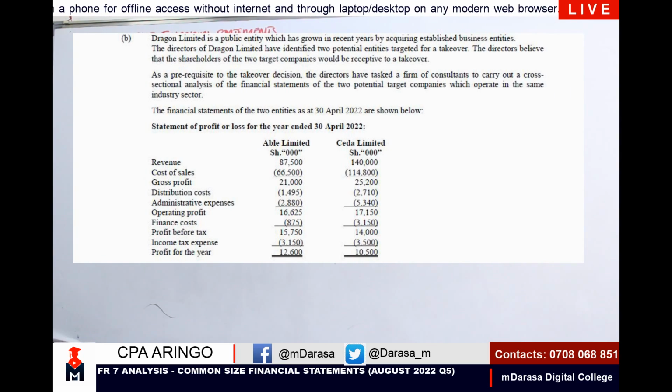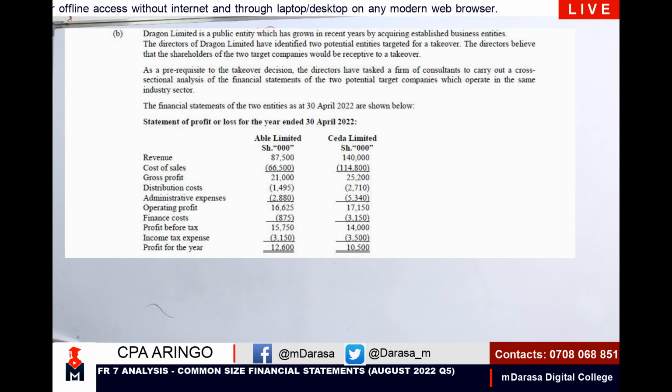August 2022, question number 5, part B. We are told that Dragon Limited is a public entity which has grown in recent years by acquiring established business entities. The directors of Dragon Limited have identified 2 potential entities targeted for takeover. The directors believe that the shareholders of the 2 target companies will be receptive to a takeover. As a prerequisite to the takeover decision, the directors have tasked a firm of consultants to carry out a cross-sectional analysis of the financial statements of the two potential target companies, which operate in the same industry sector.